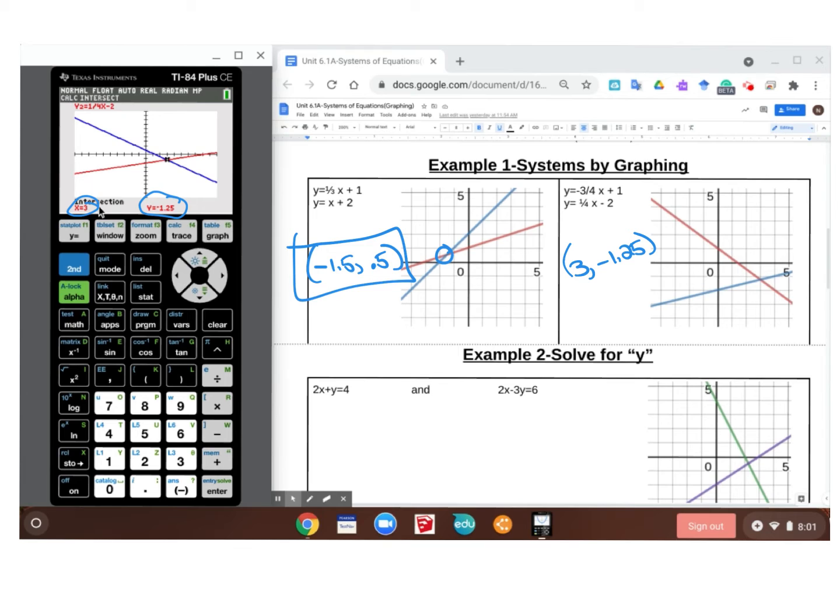Now, if we look over here at our answer, that looks pretty clear that that's a 3 there. Here, we know it's not directly on the negative 1, so negative 1.25 looks pretty good. And that's how we're going to want to address our systems if they are in the form y equals negative 3/4 x plus 1, so again, our slope-intercept form. So let's take a look at example 2 and how we are going to address that.